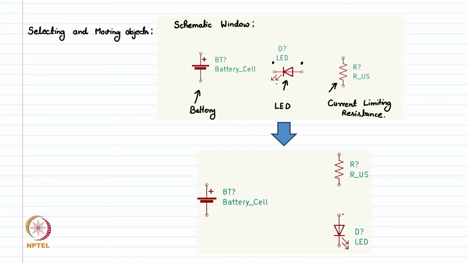And to rotate it, we have a dedicated button there, or by simply pressing R. If we click on this object and press R, it will rotate. So we can rotate to any orientation, whatever is comfortable for the schematic design. So this is how we rotate the objects.